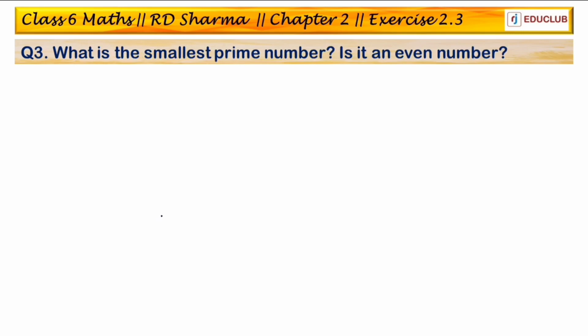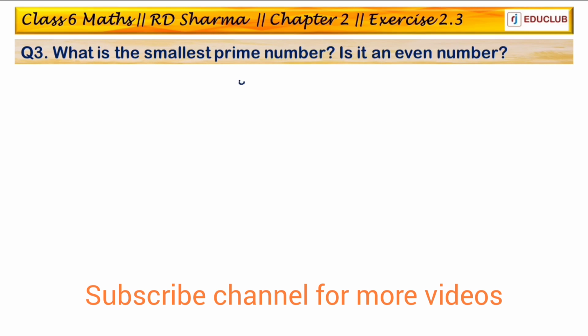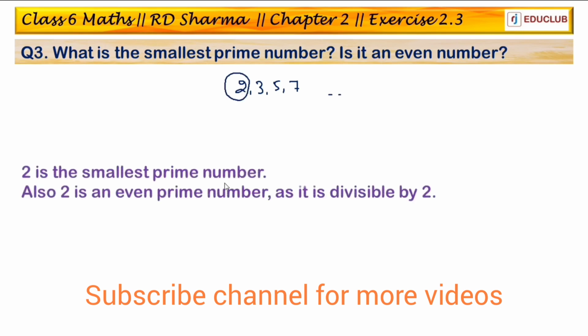Next, what is the smallest prime number? Is it an even number? We know the prime numbers are 2, 3, 5, 7 and so on. What is the smallest? Smallest means the first number. This is 2 only. So 2 is the smallest prime number.